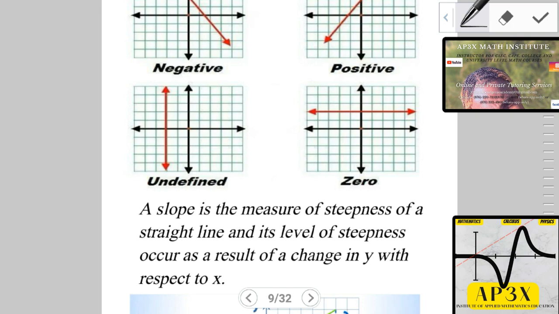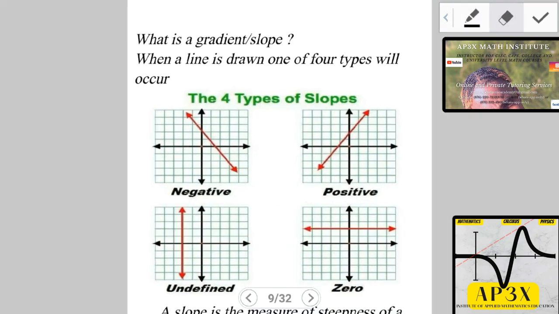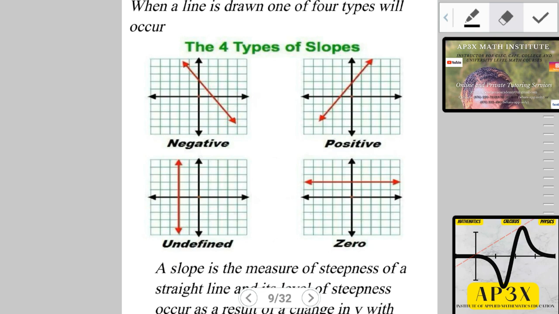Now what is a slope? What's the definition of a slope? A slope is the measure of the steepness of the line, and its level of steepness occurs as a result of a change in the y variable with respect to the change in the x variable. We're going to elaborate more on that in a moment, but for the most part, I just want you guys to take a mental picture of what the lines look like when they are sloping. We have a negative slope here, a positive slope here, an undefined slope here, and a slope with a value of 0.